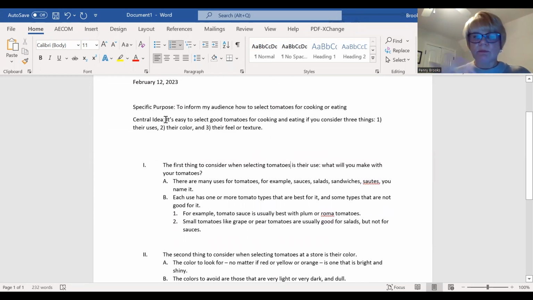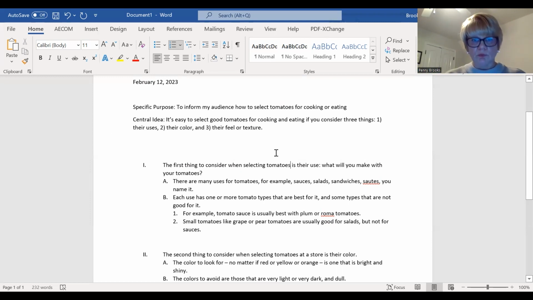The main idea, this is what my speech is about. If someone comes up and asks, what's your speech about in one sentence? I can say, well, it's easy to select good tomatoes, or I'm showing today how to select good tomatoes for cooking and eating by considering, that's a good word, their uses, their color, and their texture or feel. That's a sentence too. Whatever you need to do to make sure that all the components of your speech are represented, not the introduction or conclusion, but all the main points in one sentence. You don't have to describe them too much, just bang, there it is.